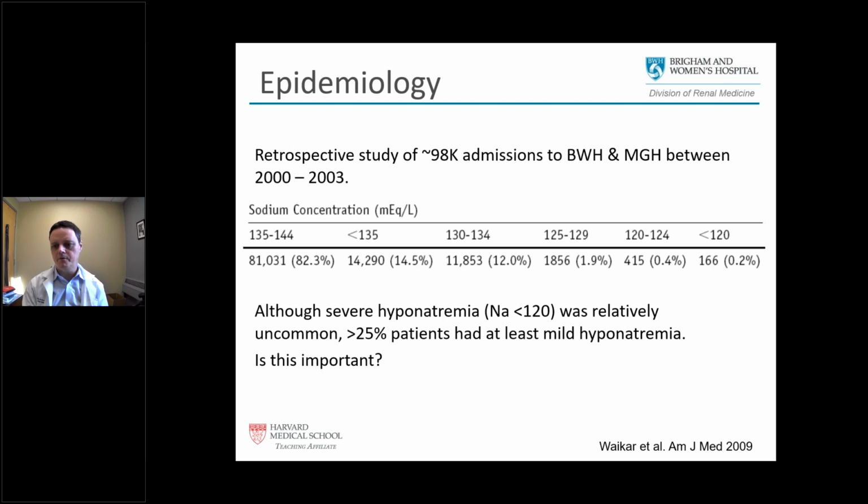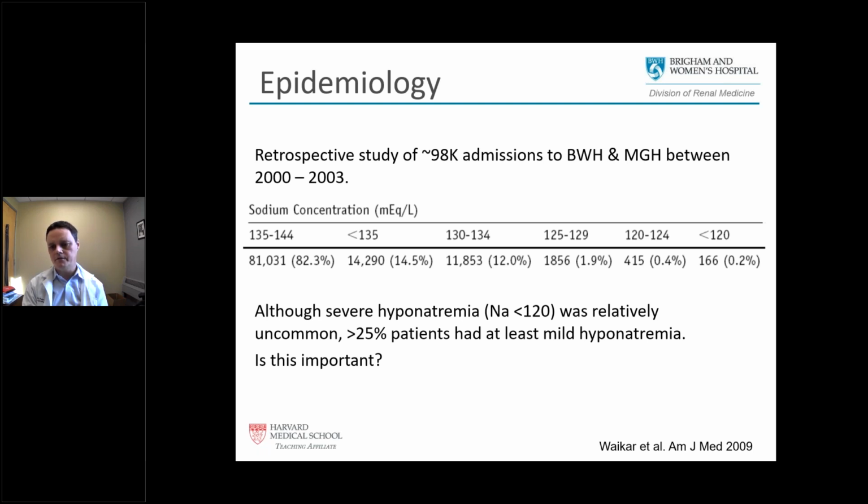So is hyponatremia important? How many patients get hyponatremia, and why do we have to consider it important for our hospitalized population? This is a study that was done by Sus Weicker here at the Brigham back in 2009. He looked at 98,000 admissions to the Brigham and Mass General between 2000 and 2003. Of those 98,000 admissions, about 80% had normal sodium levels, but about 14% had a sodium of less than 135. So about 1 in 7 people who were admitted to the hospital had a low sodium concentration on admission.